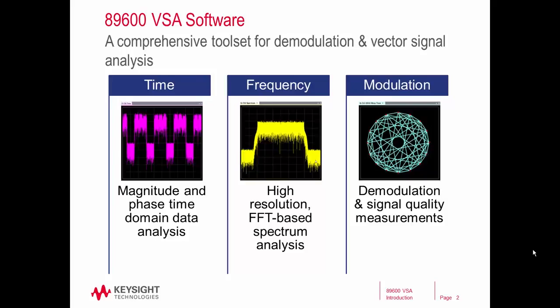And then FFTs are performed on the data to provide frequency domain data for spectrum analysis. And then lastly, based on the signal type or format that's being used, the software is able to demodulate the signal and provide modulation quality metrics like EVM, for example.